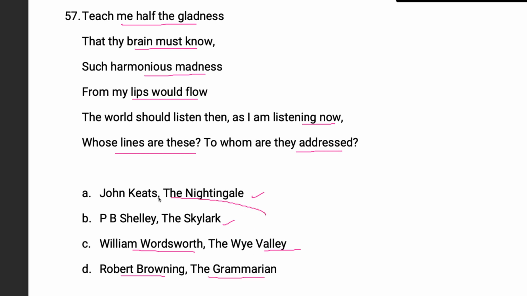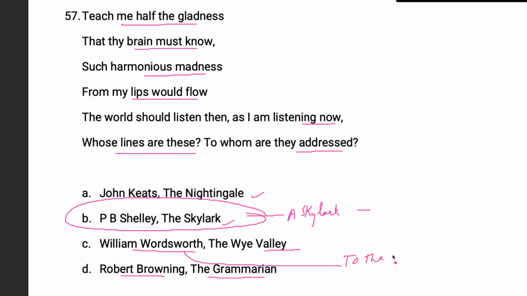The correct answer is P.B. Shelley, who is addressing the skylark. Actually, it is Ode to a Skylark. To the Skylark is by William Wordsworth, a lyric. And To a Skylark is by P.B. Shelley. The title of the poem is Ode to a Skylark.